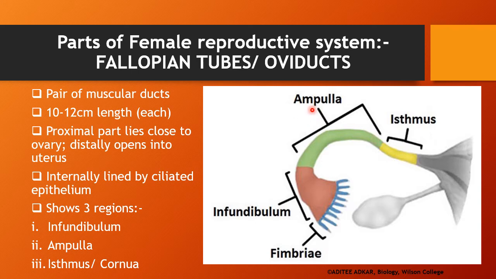Ampulla is the site of fertilization. It is in this region that the fusion of the male and female gametes will take place. And lastly, the isthmus. The isthmus is a short portion which connects the fallopian tube to the uterus.